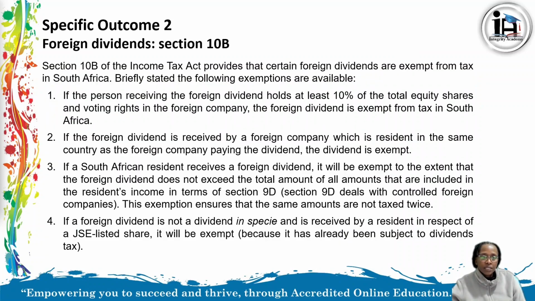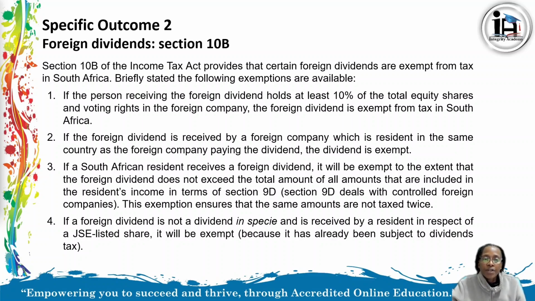Foreign dividends, Section 10B. Section 10B of the Income Tax Act provides that certain foreign dividends are exempt from tax in South Africa. Briefly stated, the following exemptions are available. 1. If the person receiving the foreign dividends holds at least 10% of the total equity shares and voting rights in the foreign company, the foreign dividends are exempt from tax in South Africa.